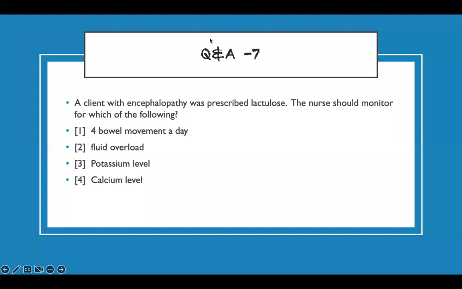Same question. The nurse should monitor which of the following, okay? A client with encephalopathy was prescribed lactulose. So this is a straightforward question. If you know it, you pick it. If you don't know it, then you've got to struggle. But it's a straightforward pharmacology question. You're taking lactulose. What should I monitor?